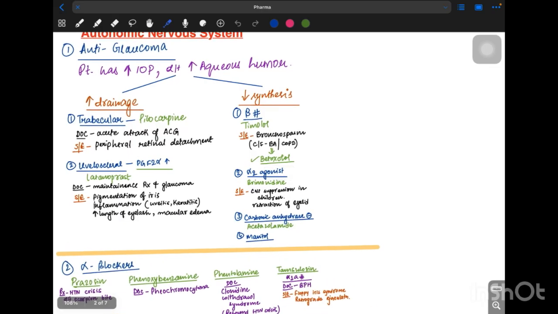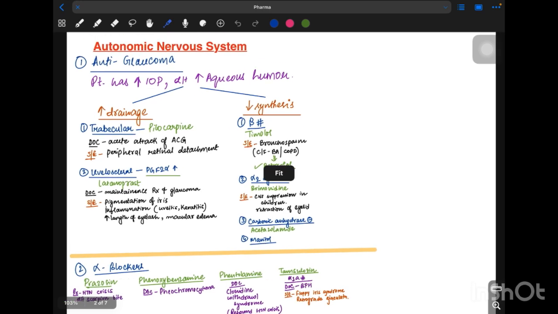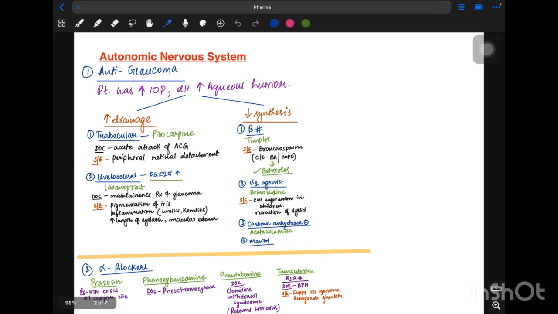So let's begin. So our first topic is autonomic nervous system. Now, in autonomic nervous system, we have to learn about the anti-glaucoma drugs. So what are the anti-glaucoma drugs? Now, how will the patient present to you? The patient will present to you with increased intraocular pressure. Why does the intraocular pressure increase? Due to increased aqueous humor. Now, what we have to do with the drugs? We have to maintain two things. We have to either increase the drainage or we have to decrease the synthesis of aqueous humor.